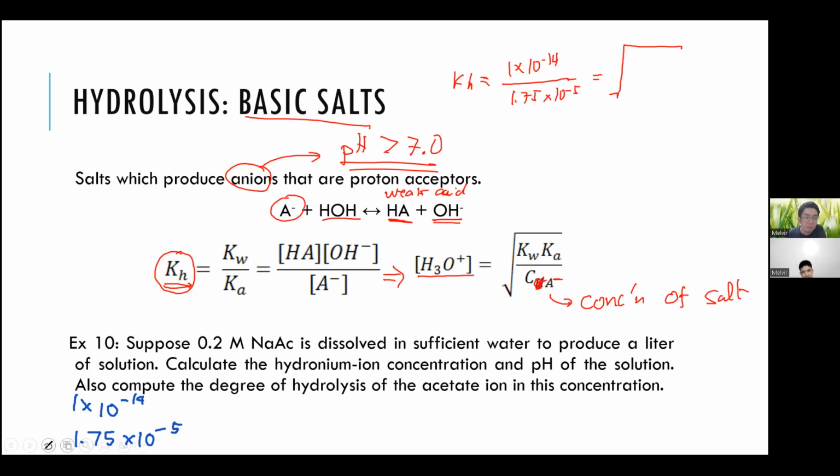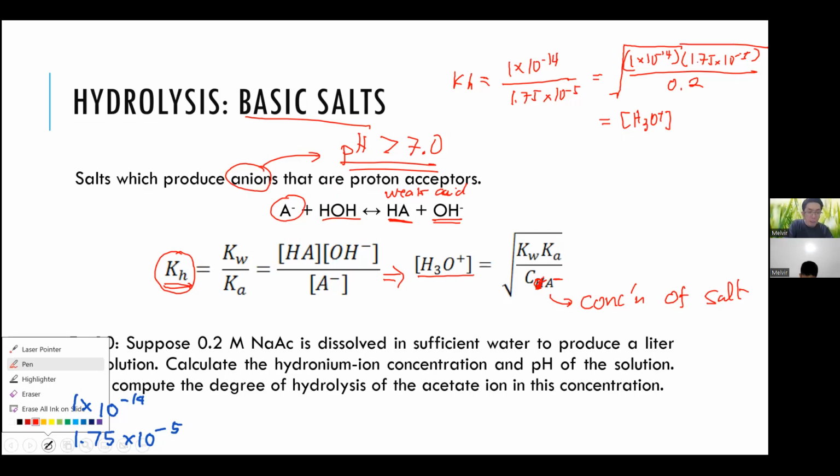Let me erase this. It's the same as before, so this is also it. 1 times 10 to the negative 14 times 1.75 times 10 to the negative 5 all over 0.2, which is equal to your hydronium ion concentration. So with that, I'll just take it... Wait, Josh, I made a mistake. I said, there seems to be something wrong here. That is not equal. What is equal is H3O+.